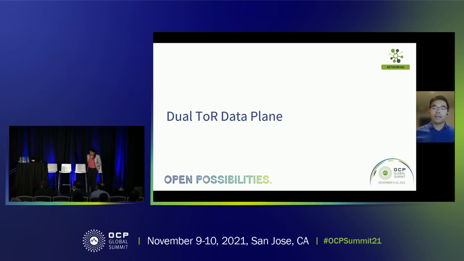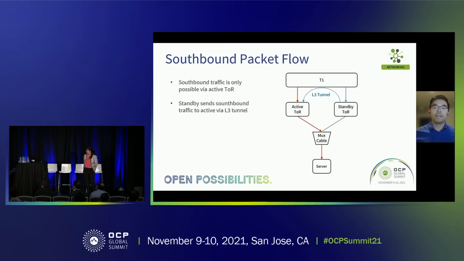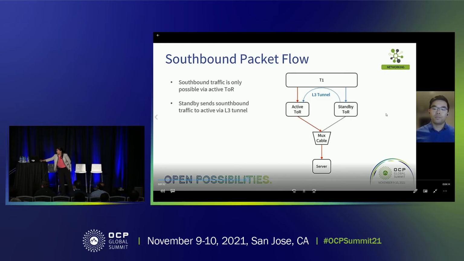Now that we know how the active and standby states are controlled, we can examine how these states affect the data plane traffic to and from the server. In our design, southbound traffic can only reach the server via the active TOR. When a T1 is routing a packet to a given server, the T1 can send the traffic to either the active or the standby TOR for that server due to ECMP routing.